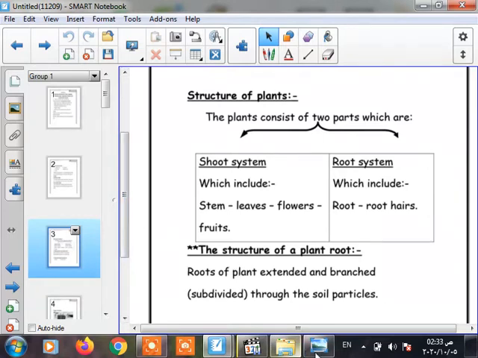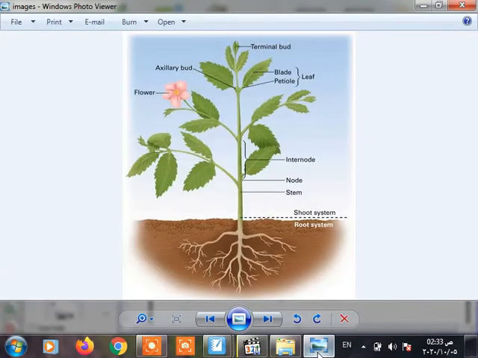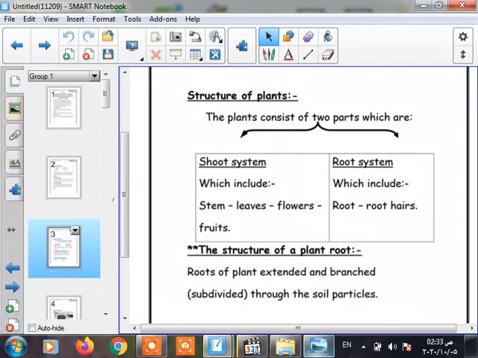As we see here, the plant consists of root system and shoot system. Root system consists of roots and root hair. These small branches here are called root hair. Okay? And the shoot system consists of leaves and stem. So, the shoot system, the part that is above the soil, consists of stem and leaves and flowers.